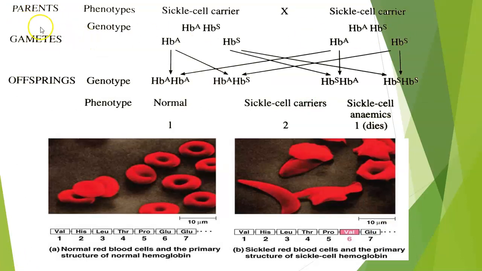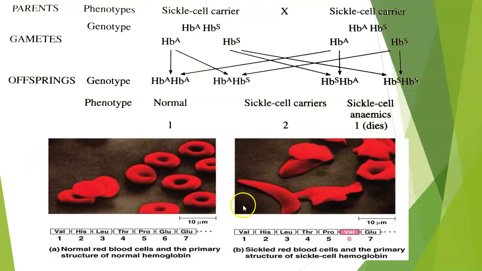Students, have a look at the cross here. You have the parents, the phenotype, the male sickle cell carrier and the female sickle cell carrier. So the genotype is going to be HbA and HbS in both cases. At the time of gamete formation, they are going to separate, and the offspring genotype is going to be: when you have HbA and HbA coming from both the parents, that offspring is going to be normal. If you have HbA and HbS coming together, then you will have sickle cell carriers. And if you have both HbS coming together, then you will have sickle cell anemia, and this particular individual will die, giving us the ratio of 2:1.